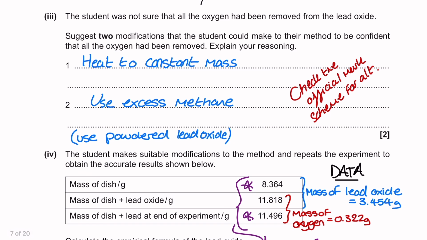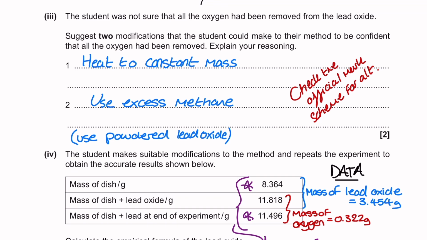Next up, the student was not sure that all the oxygen had been removed from the lead oxide. Suggest 2 modifications that the student could make to their method to be confident that all the oxygen had been removed. Explain your reasoning. This is associated to some of the moles work you do at the start of your course in Module 2, and your go-to phrasing should be to heat to constant mass to begin with. Then I'm going to suggest using excess methane.